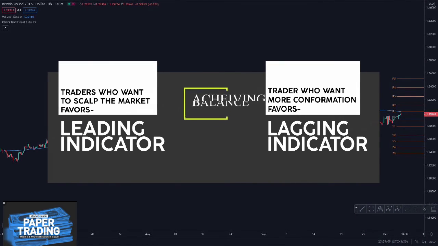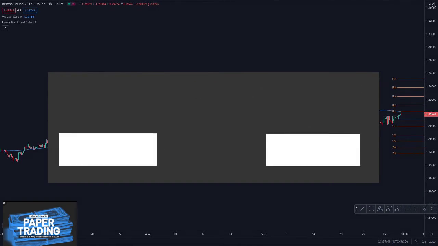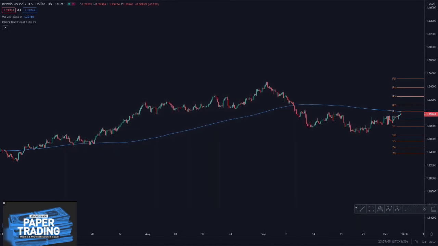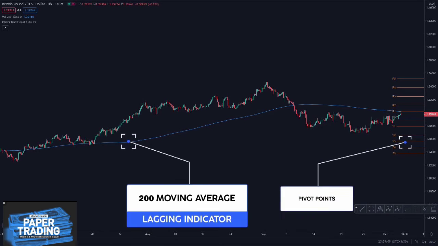The trick to achieving the balance is by mixing leading and lagging indicators across multiple time frames. If you can successfully do this, you will be able to have a trading strategy that is far superior to using either of the two types of indicators in isolation. Here's an example of how you can combine both a lagging and a leading indicator. You can use a lagging indicator like the 200 moving average and a leading indicator like the pivot point.